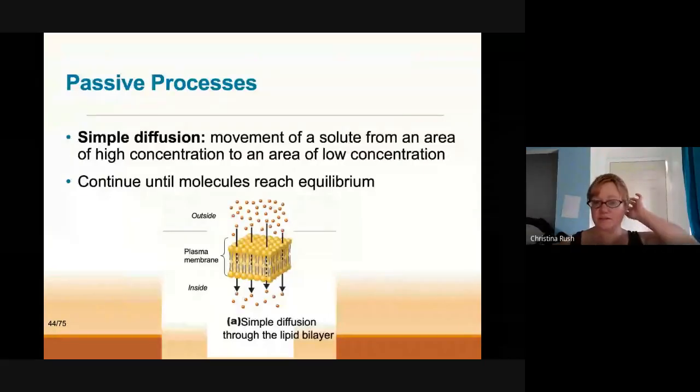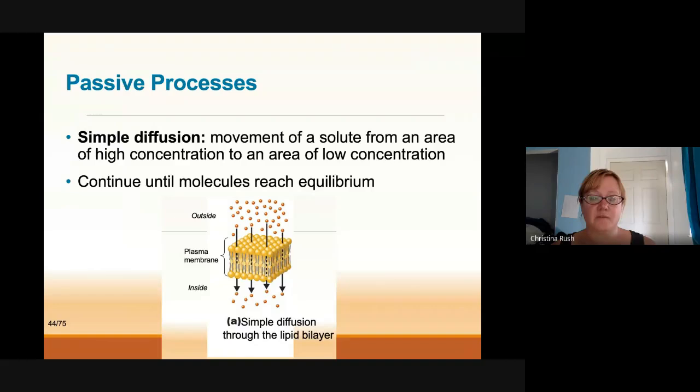So we're going to start with the passive processes. The different types of passive processes. Simple diffusion is the movement of a solute from an area of high concentration to an area of low concentration. And this will continue until molecules reach an equilibrium. Oxygen is a very good example of simple diffusion.